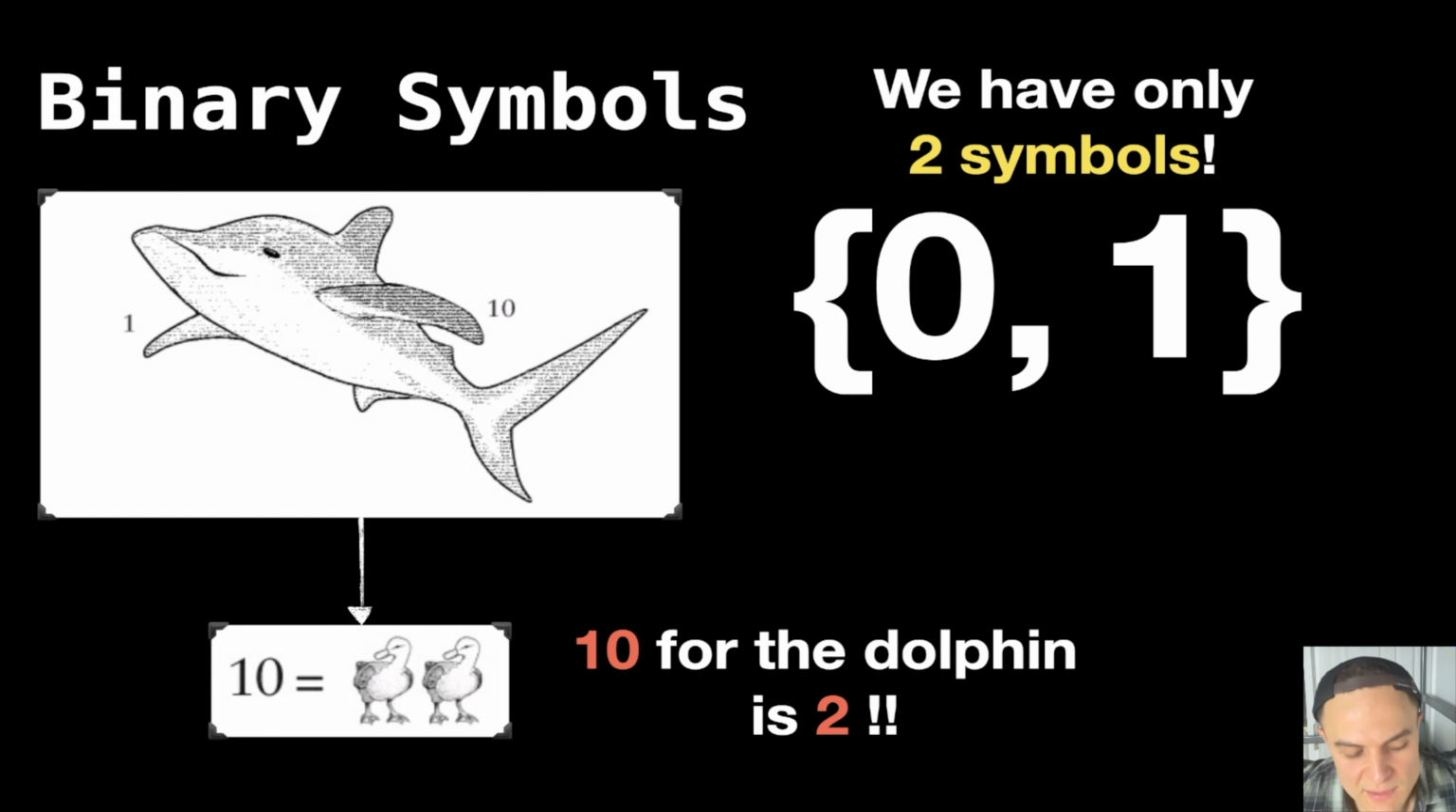Now we stumble upon the binary symbols. Let's pretend we are not Mickey Mouses, but dolphins. So we have only 2 fingers, namely 2 fins. Cool. So we have only 2 symbols.